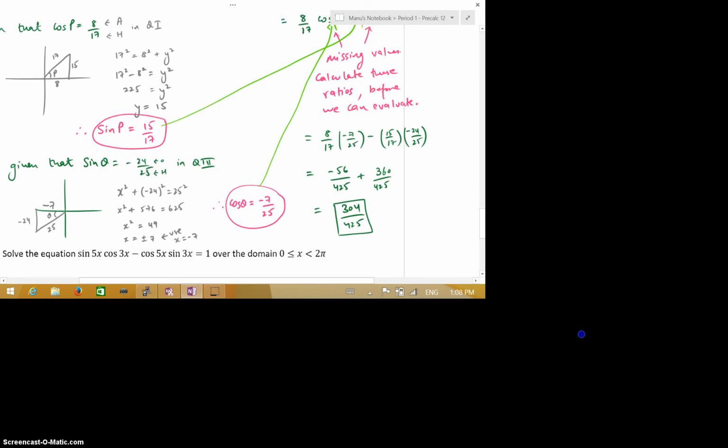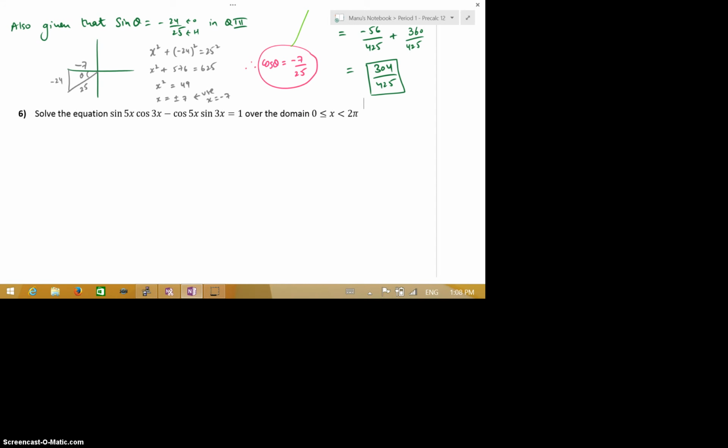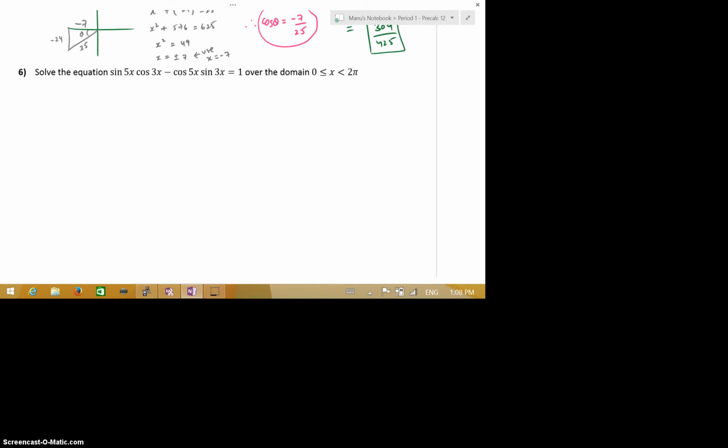Alright, last up, we're going to solve a trig equation just to make sure that you guys are getting really good at this, except just like the previous section, our trig equation is not going to be readily solvable. We'll have to simplify an expression to try and get it to a part where we can solve it. So let's see here. We've got sine of 5x cosine of 3x minus cosine of 5x sine of 3x. That entire expression equals 1.